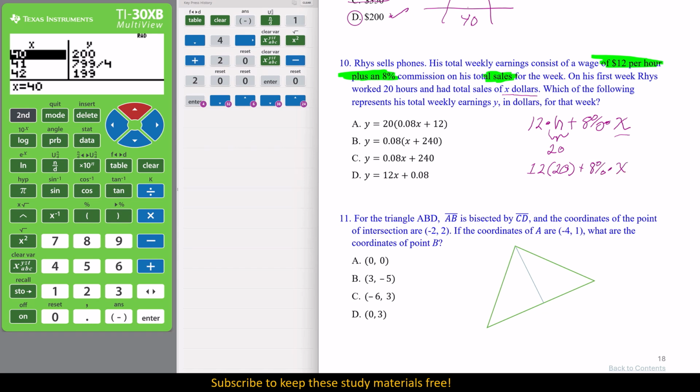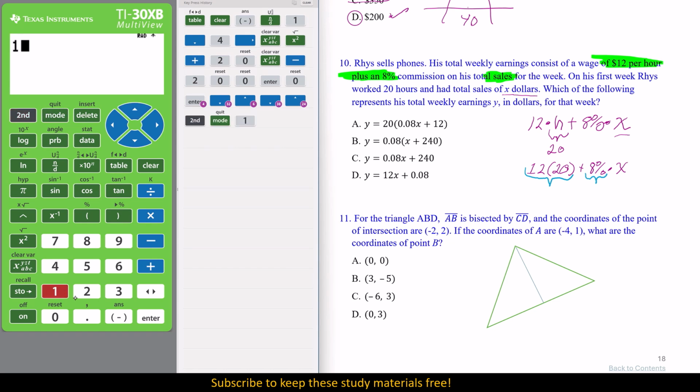X. Now, if you did watch other videos, we actually had to follow through on this. We had to calculate, and this we also had to calculate. Okay, so let's do that. Let's go second mode, back out, 12 parentheses 20. That is 240.